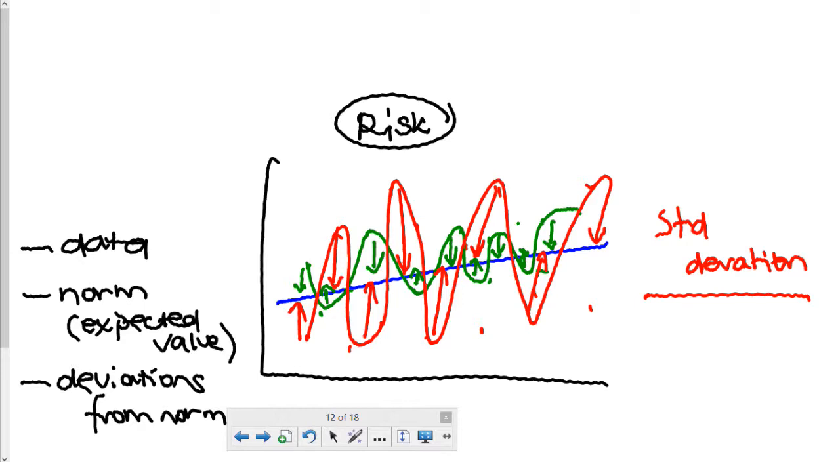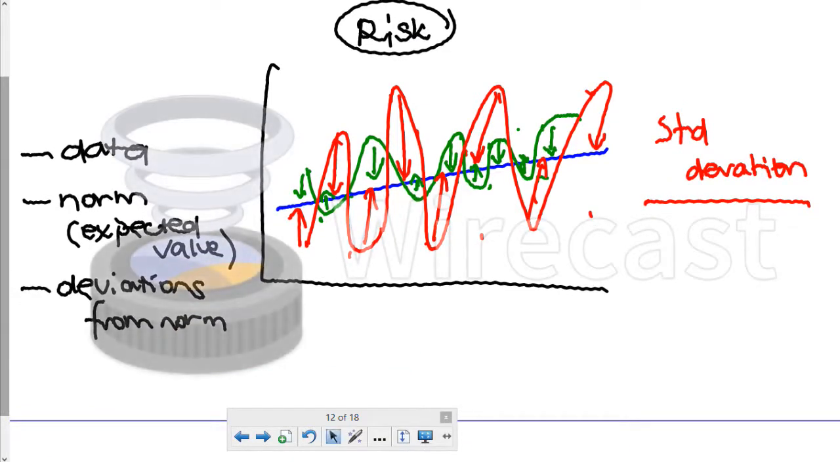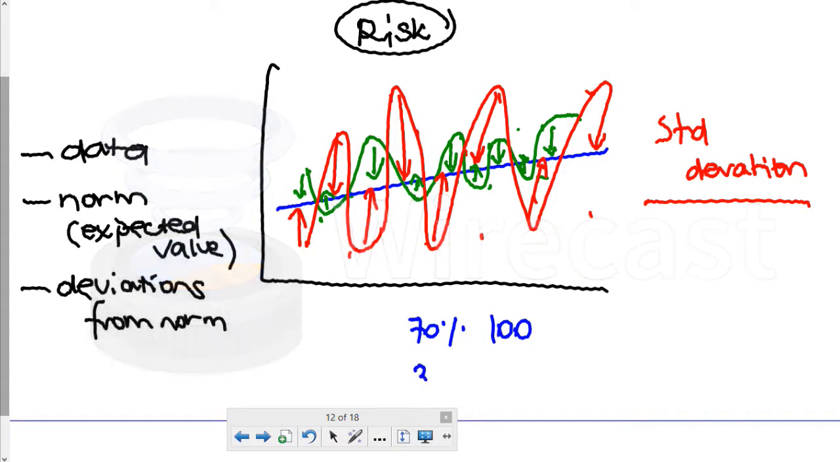So if I had to give you a very little example, I'm going to make this up, I hope it works. Let's assume that there's a 70% probability that my result will be 100 and a 30% probability that my result will be 20. Yeah? Those are my dots.